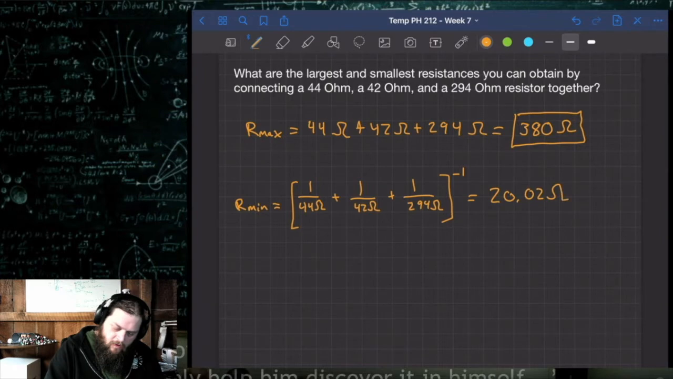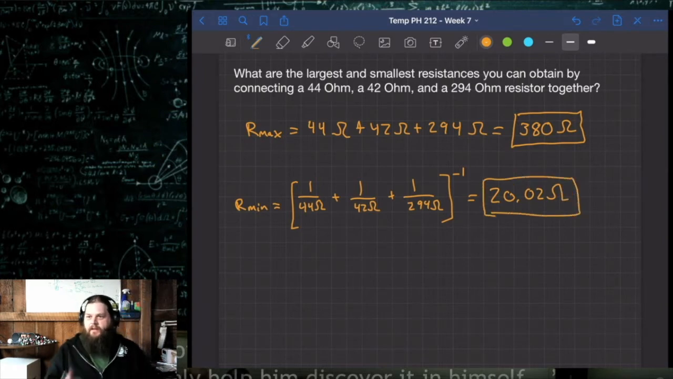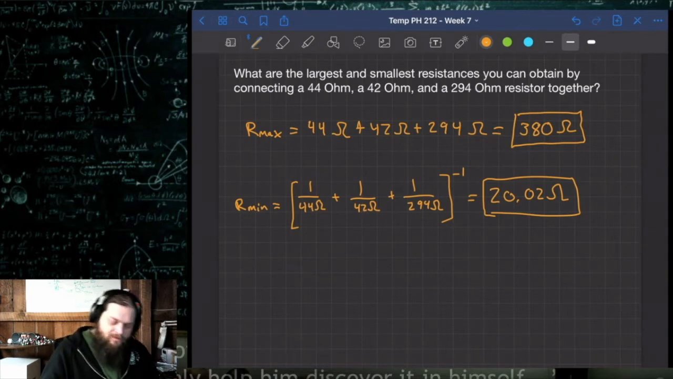20.02 ohms. And notice that this is a smaller resistance than any of the individual resistances, because by taking the reciprocal and summing up the inverse of each of these, we get much smaller values.